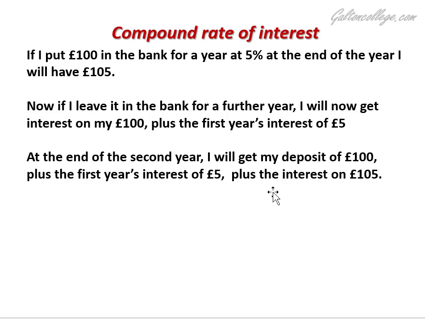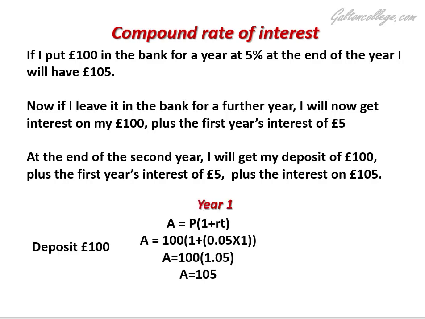If I'd taken out the £5, I would get a different figure, but I've left the £5 in, so it's compounded now for 2 years. In other words, I get the interest at the end of the first year of £5, and in the second year I get the interest on the interest plus the interest on the principal. So we get the interest on the £105.